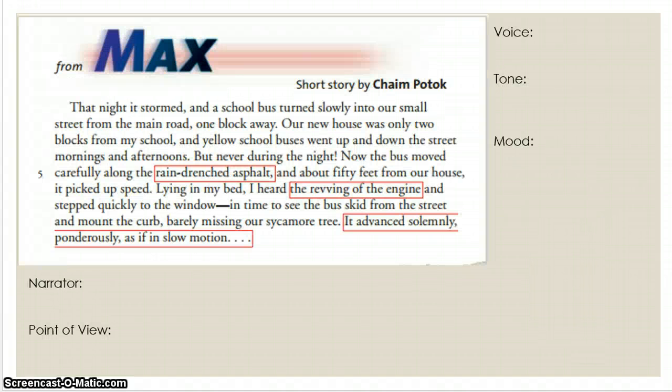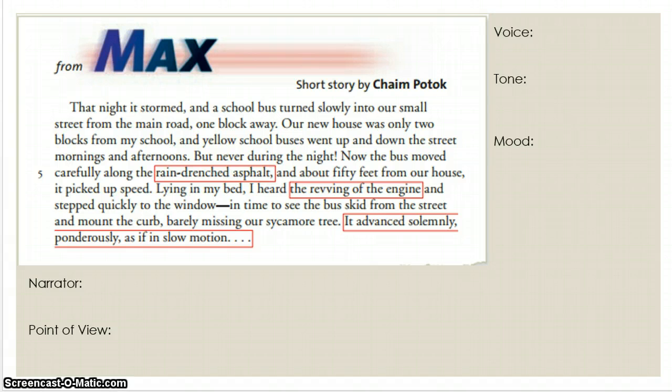Now, here is an excerpt, and we are going to look at narrator, point of view, voice, tone, and mood in this small excerpt. I'm going to read it aloud, but if you want to, you're more than welcome to fast forward, or you can pause it and read it yourself, but I will read it out loud.